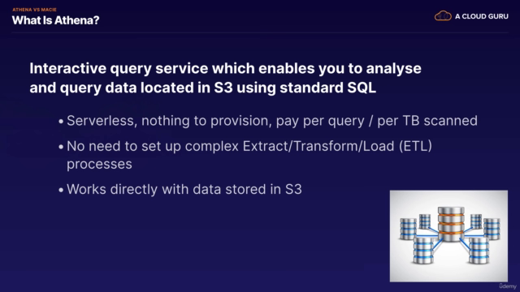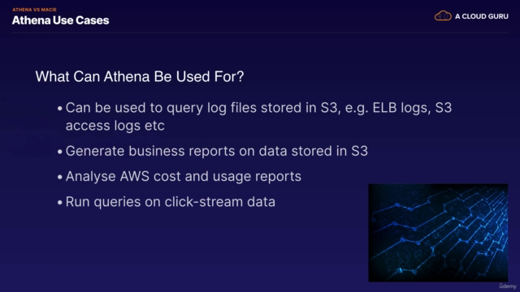Now, the cool thing about Athena is that it's serverless. There's nothing to provision. You pay per query or per terabyte scanned. There's no need to set up complex extract, transform, load, or ETL processes. So how do you get your data out of S3? How do you put it into something like RDS? You don't need to worry about any of that. Athena will basically allow you to turn S3 into a database. You can run SQL queries against it, and it works directly with data stored in S3.